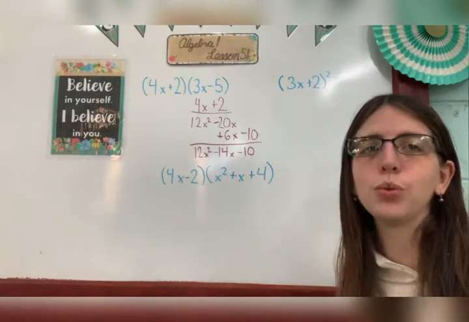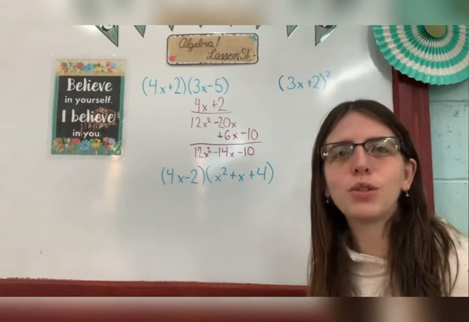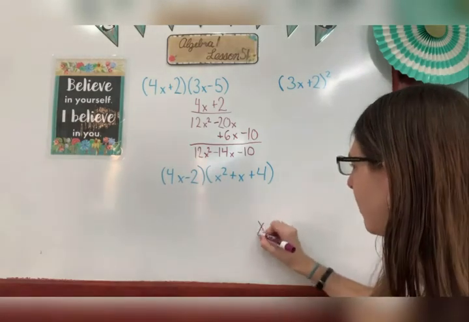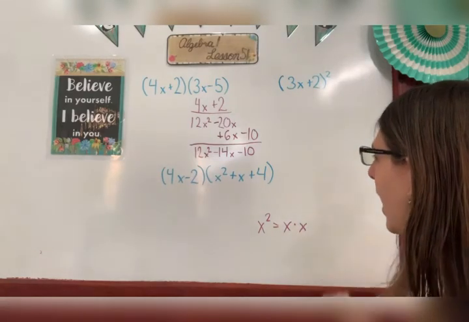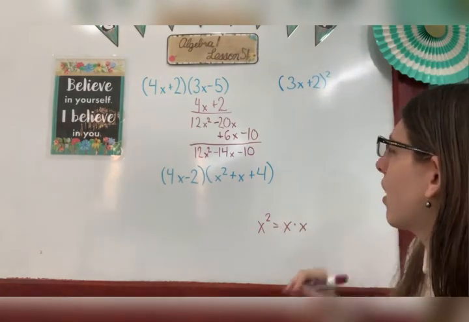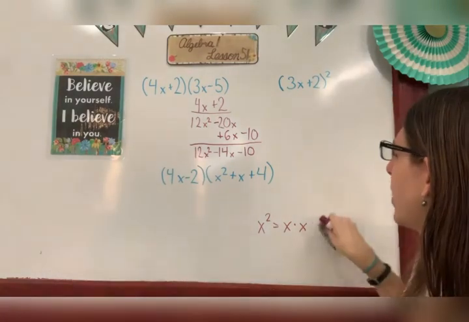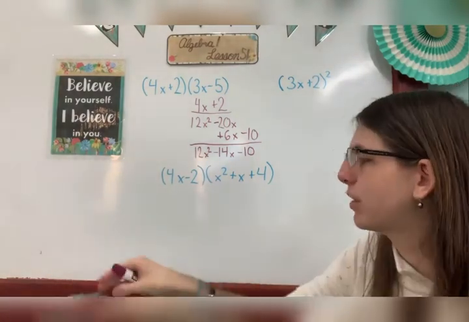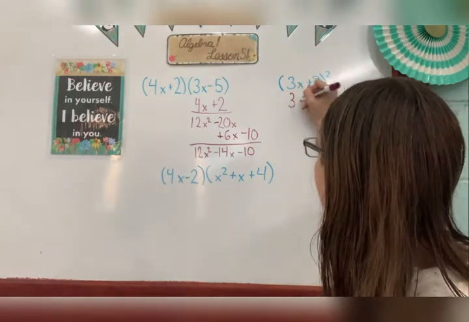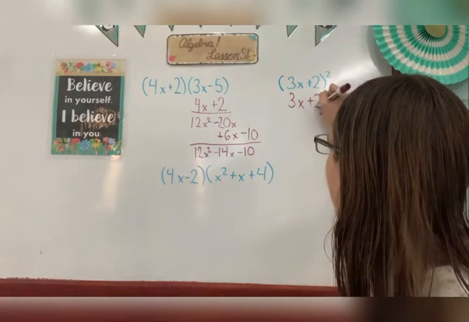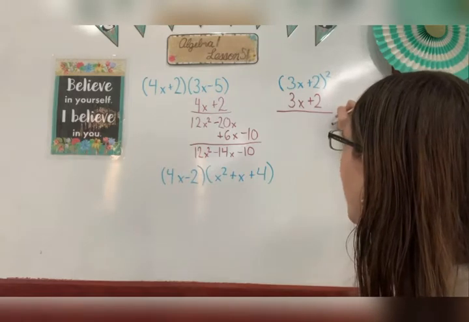Let's try this one. 3x plus 2 squared. So just like when you square, for example, x, that means that you're multiplying x times x. Well, it's the same thing up here. This means I'm multiplying 3x plus 2 times 3x plus 2. So to multiply it, I'm just going to write it right underneath. 3x plus 2 and multiply.